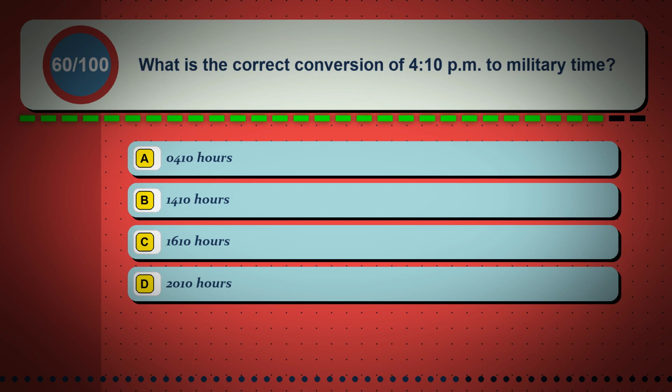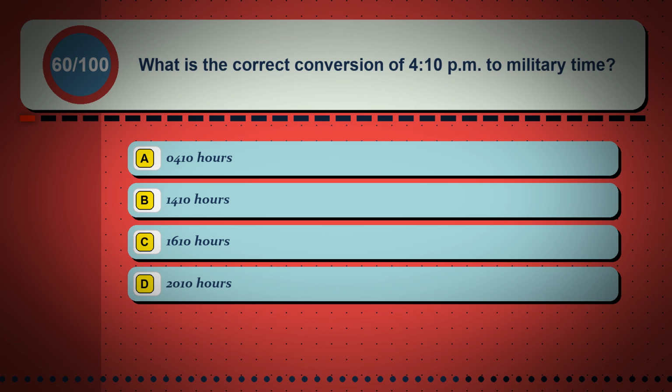Question 60. What is the correct conversion of 4:10 p.m. to military time? Option A, 0410 hours. Option B, 1410 hours. Option C, 1610 hours. Option D, 2010 hours.